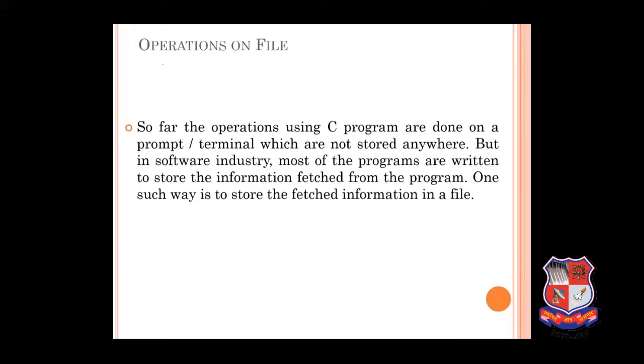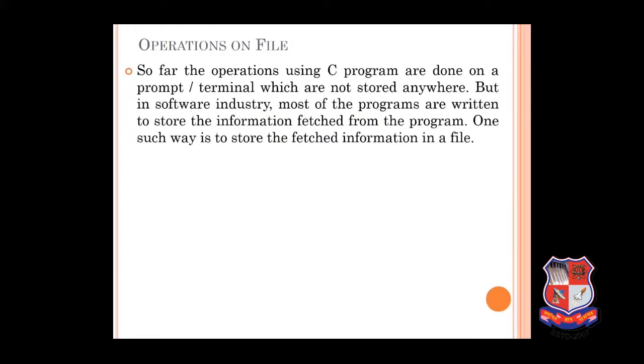Next, operations on file. Here we will be seeing what types of operations we can perform on files. Computers can perform so many operations on file. Simple ones are opening a file, editing a file, deleting a file, writing in a file, saving a file. These are basic operations. So far the operations using C program are done on a prompt or terminal, which are not stored anywhere. The type of operation will not be stored, but the action which is performed will be reflected on that particular file.